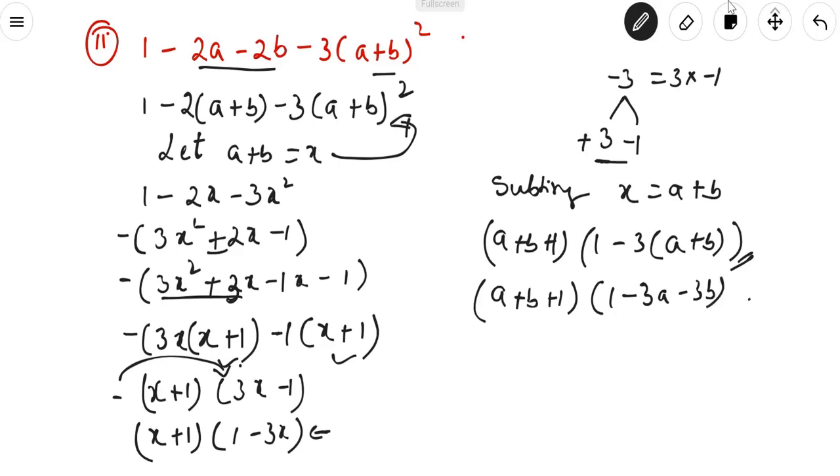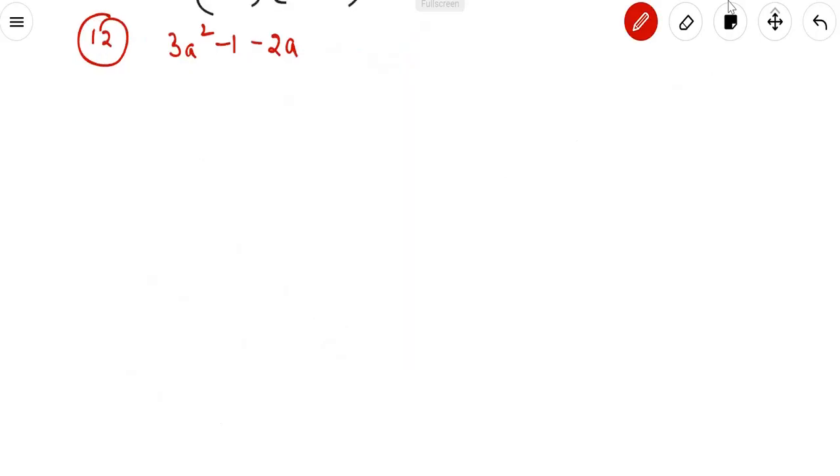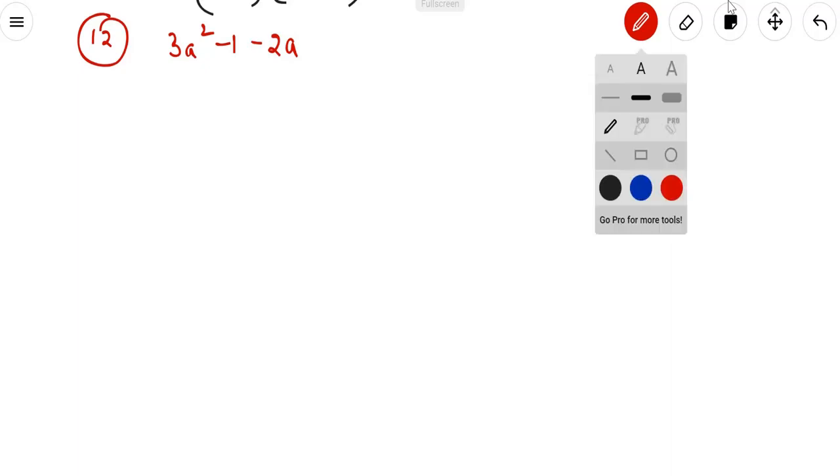Okay, so these are the two factors of your problem number 11. I hope you have understood. We'll go for the next problem. So what are the factors here? How will you take the factors? Before taking factors, we can write one more step here.